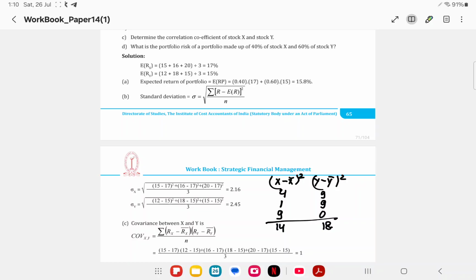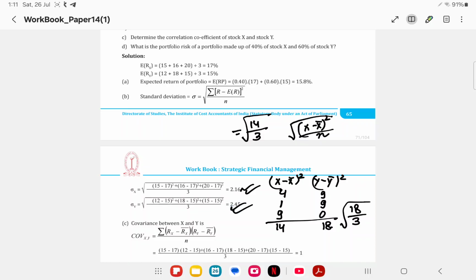So how will you calculate standard deviation? It will be the root of the sum of (X minus X mean) whole square divided by N. So it is the root of 14 by 3. The answer for X will be 2.16. Similarly for Y you will do the root of 18 by 3, that is 2.45. Understood this part?